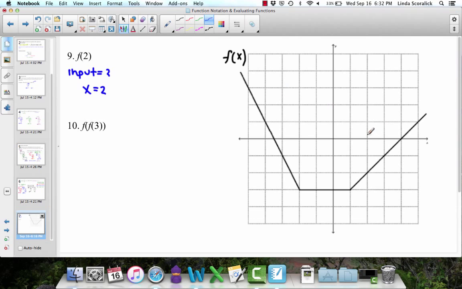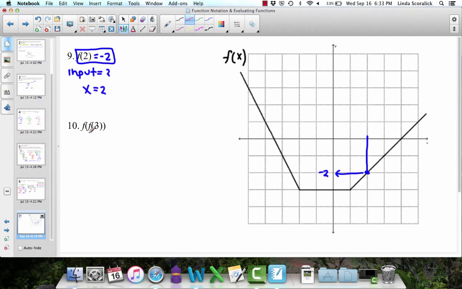So what we want to do is go to 2 on the x-axis, which would be right here, and go to where we intersect the graph of the function. Slide across to the y-axis, and we see that we're at negative 2. That output value of negative 2 corresponds with the input value of 2 for this particular graph. So for this graph, we say that f of 2 equals negative 2.